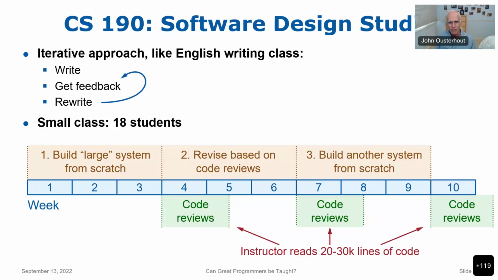I should say this is an extremely intensive thing for me as instructor, because during each of these code reviews, I have 1 week to read 20 to 30,000 lines of student code. And that limits the size of the class. That's why I can handle 9 teams. With 10 teams, I'm borderline insane by the end of the quarter, but 9 teams I can actually handle and get through the quarter without losing my sanity. So that's how the class works.